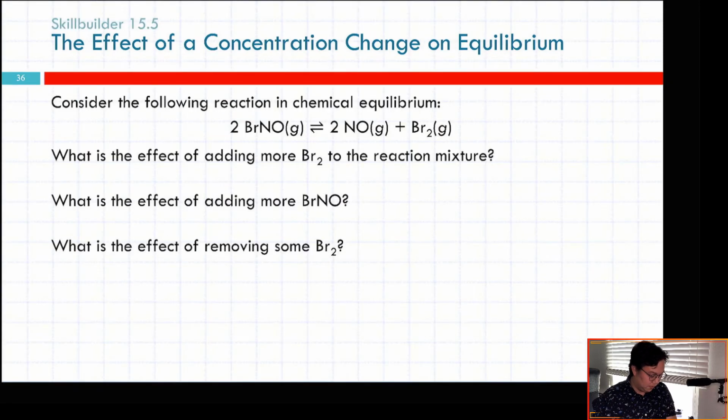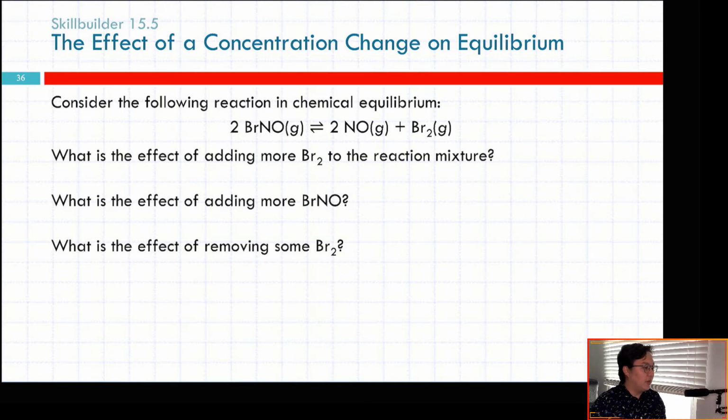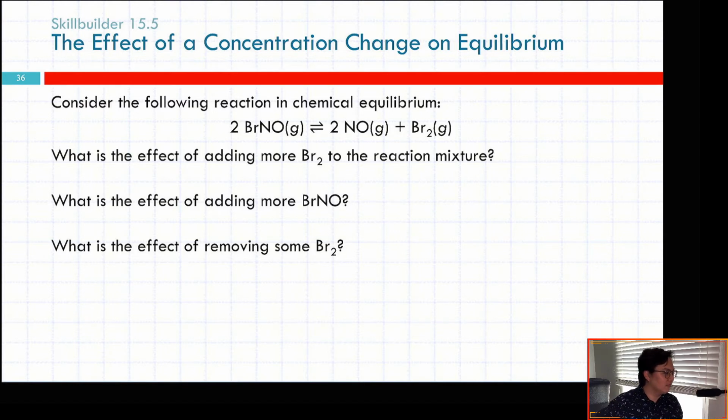Okay, we'll do this example and then we'll take a break. Let's consider the following reaction in a chemical equilibrium. We have 2 BrNO, and we have 2 NO and bromine, Br2. So what is the effect of adding more bromine to this reaction mixture? Go ahead and type in the chat what you think is going to happen. If we add more bromine, Br2, which direction are we going to shift? We're going to shift left to the reactants, or we're going to shift right to the products?